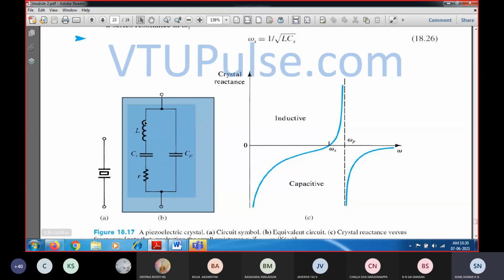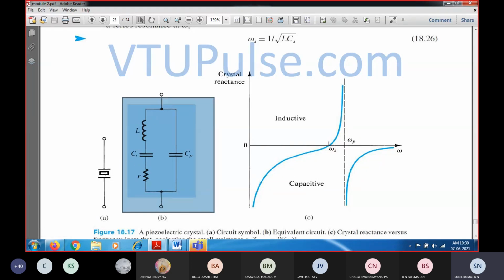At the same time, this is the series part wherein you have L, CS and R. This R will have a negligible effect on the impedance, or the reactance, when it is considered. So the resistance has the least effect, and the inductor and the capacitance are connected in both parallel and series fashion. Because of which you will have two types of resonance frequencies: one is the series resonance frequency, and the other is the parallel resonance frequency.